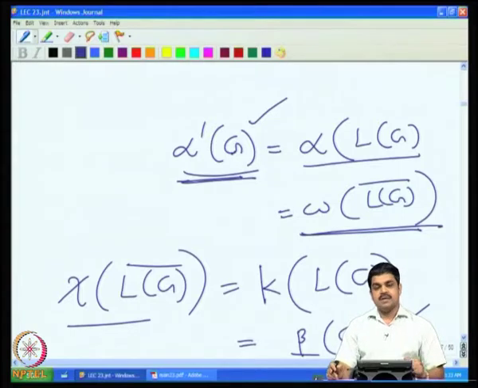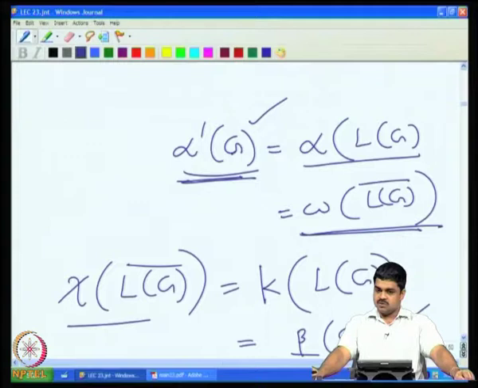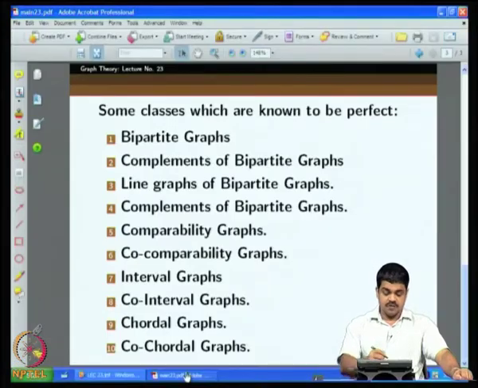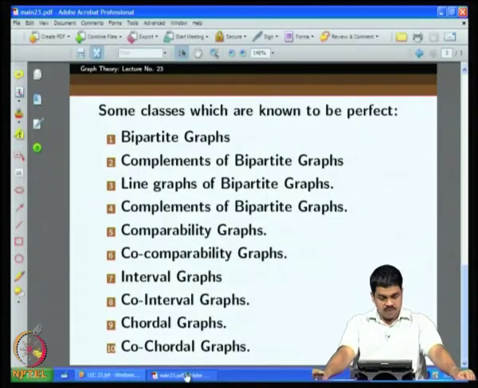We see that if a graph is the complement of the line graph of a bipartite graph, it has to satisfy the equality that its chromatic number is equal to its clique number. Therefore, they are also perfect graphs. So, we have seen bipartite graphs, their complements, line graphs of bipartite graphs, and their complements.